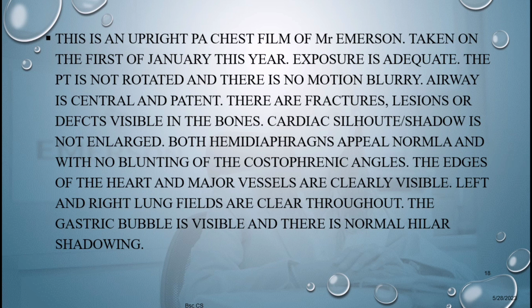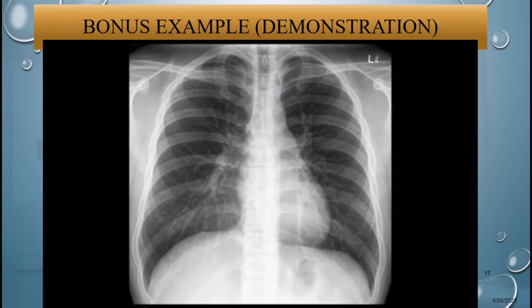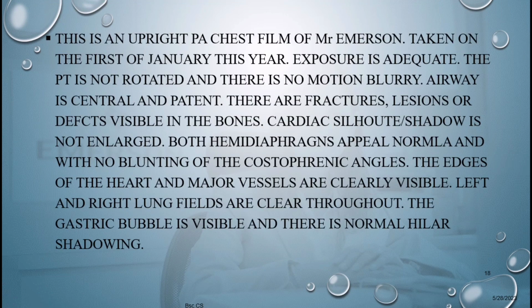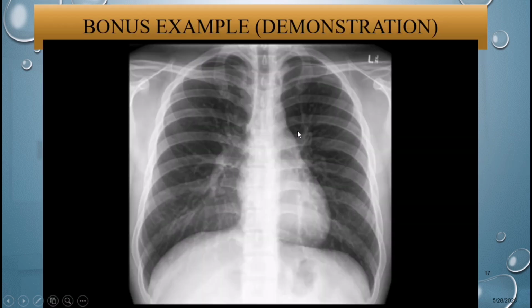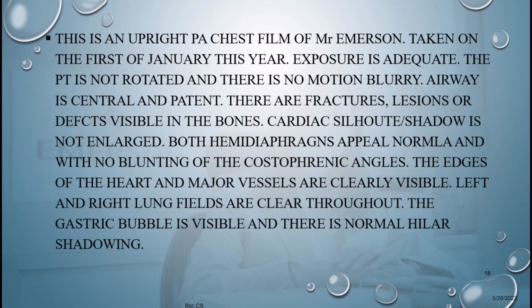Okay. And airway is central and patent. So the trachea, this is the trachea, it's centrally located, not deviating away or toward the pathology. Then there are no fractures, of course, lesions, or defects visible on the bones. The cardiac silhouette or shadow is not enlarged. So like I said, this one is just normal. The cardiac silhouette here is not enlarged. There is no silhouette sign.